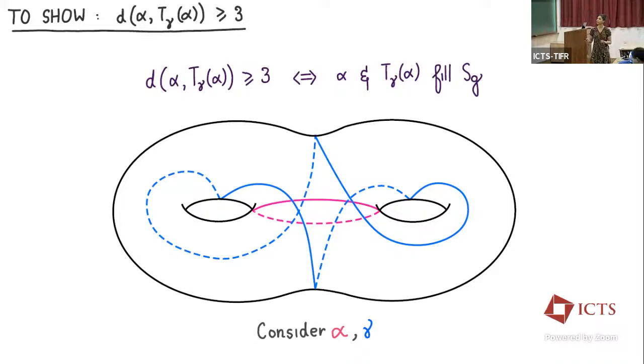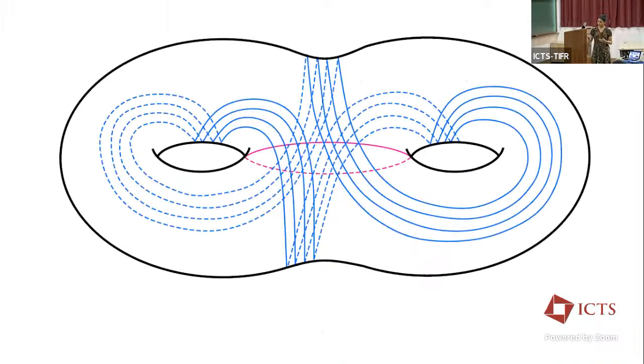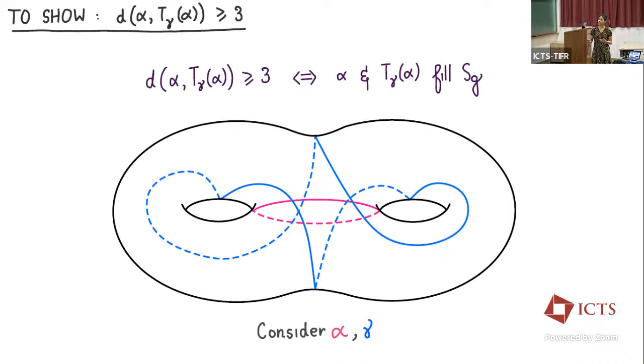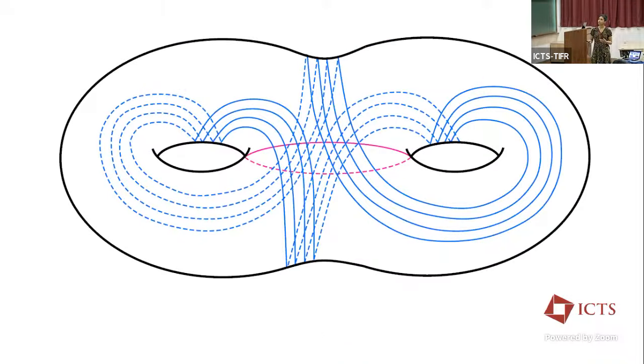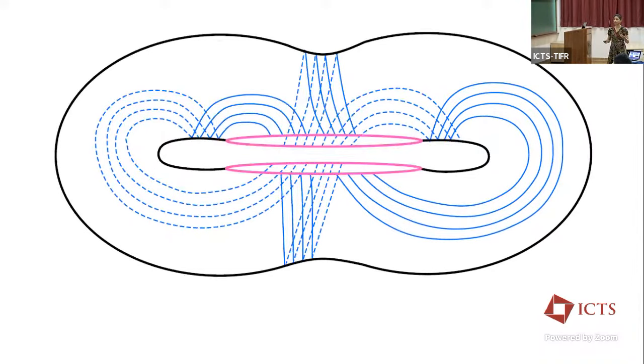The strategy we'll follow is that we'll try to show that alpha and T gamma of alpha fill up the surface. So if alpha is the pink curve and gamma is the blue curve, the way we tried creating T gamma of alpha is that the first step we tried drawing k copies of gamma. That is, here, since the intersection number is 4, there will be 4 copies of gamma here. Next, we see that the surgery that turned those 4 copies into T gamma of alpha is restricted to this annular neighborhood of alpha.